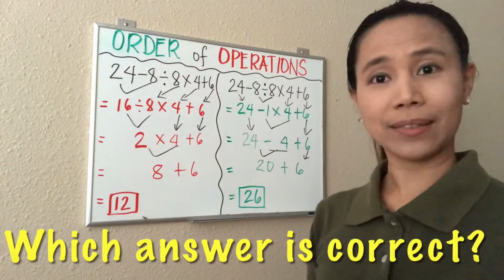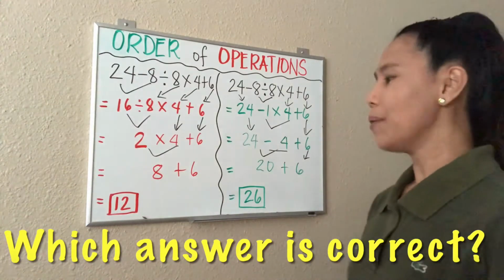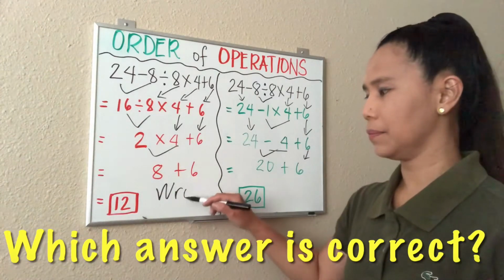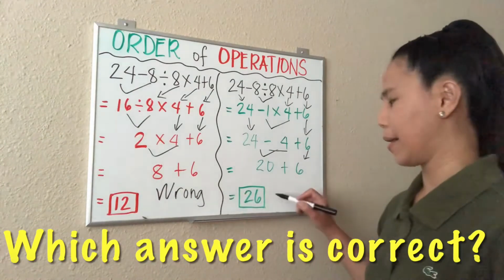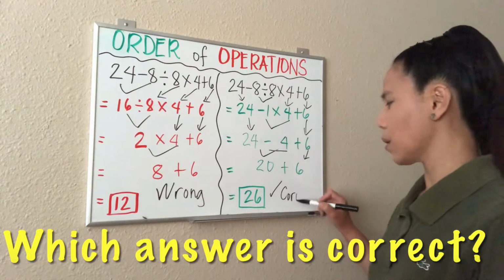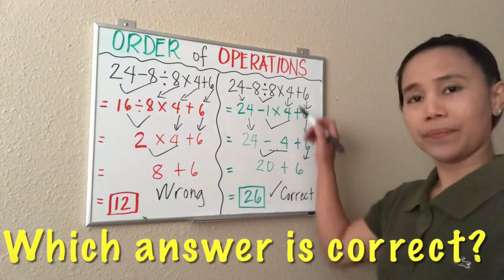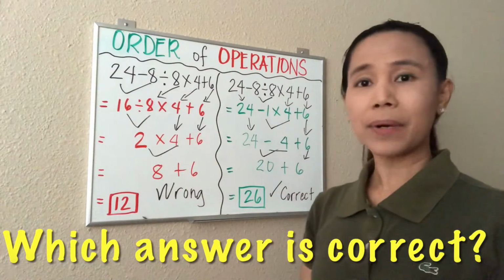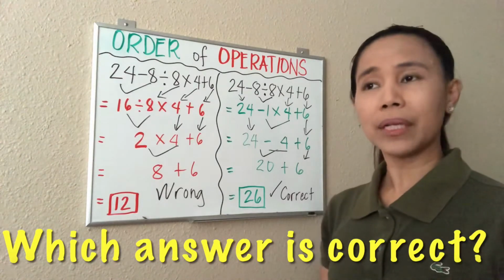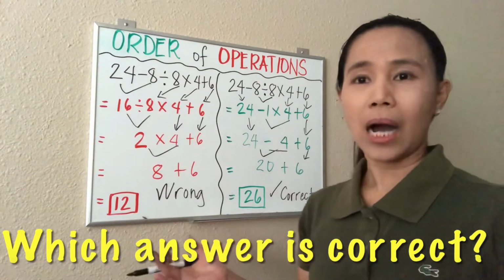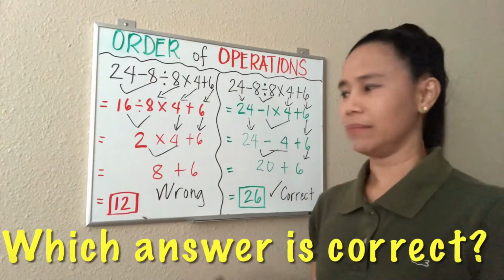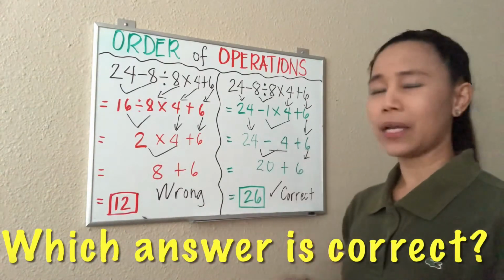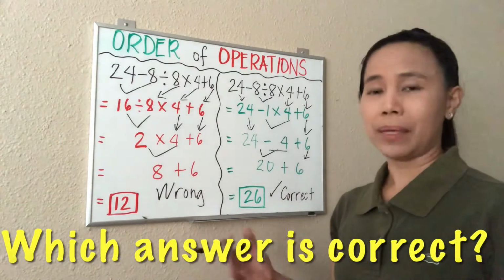It's time for us to determine which is the correct answer. I would say that this is wrong and this is the correct answer. Why did I say so? Because this solution followed the order of operations. This is very important so that you will be able to come up with the correct answer. Though this seems correct, right? However, if you don't follow the order of operations, you might be misled.